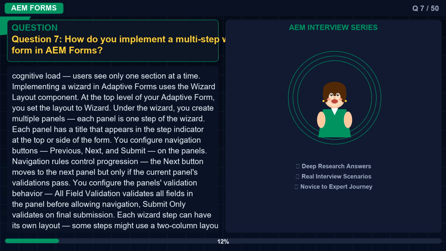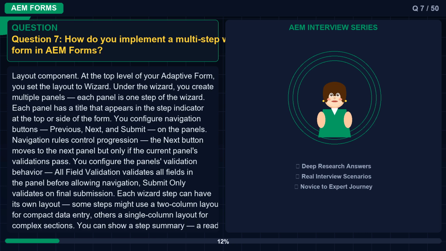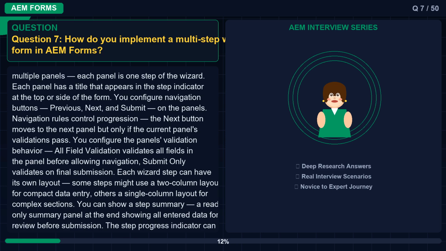At the top level of your adaptive form, you set the layout to wizard. Under the wizard, you create multiple panels. Each panel is one step of the wizard. Each panel has a title that appears in the step indicator at the top or side of the form. You configure navigation buttons, Previous, Next, and Submit, on the panels.